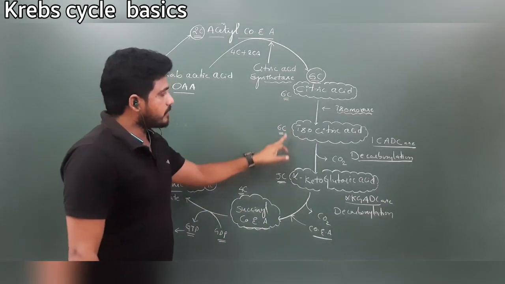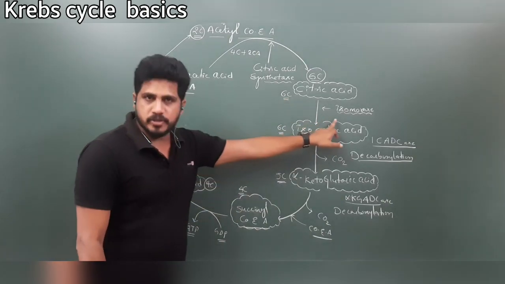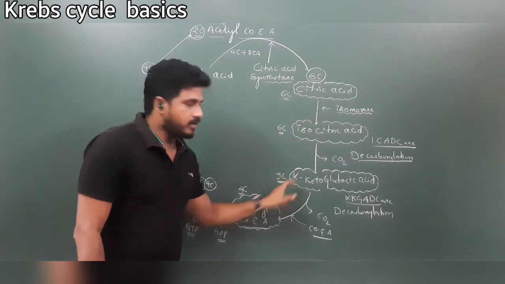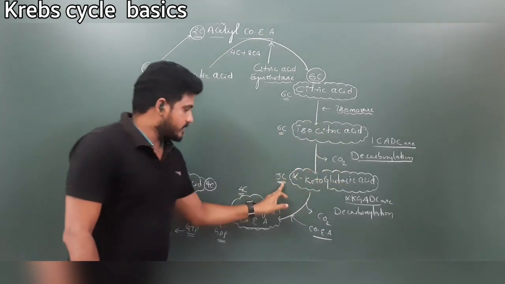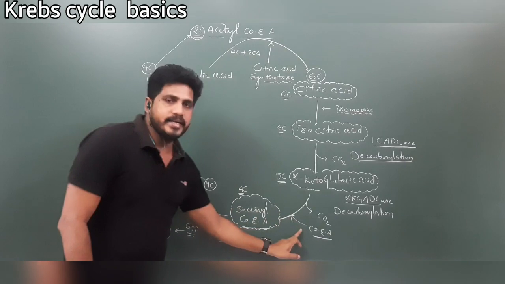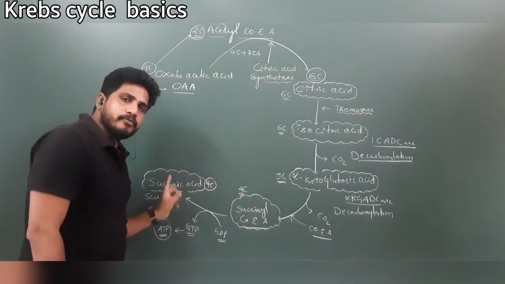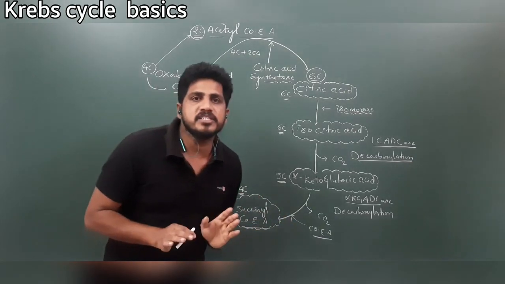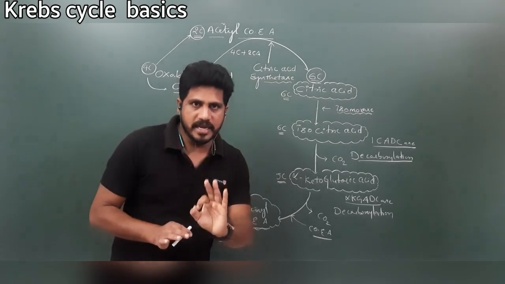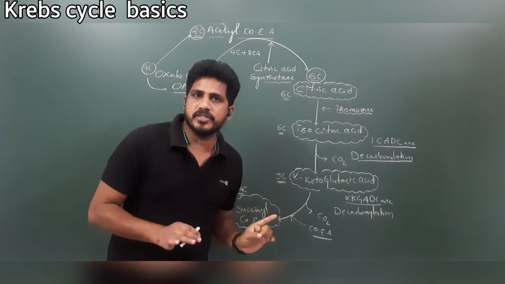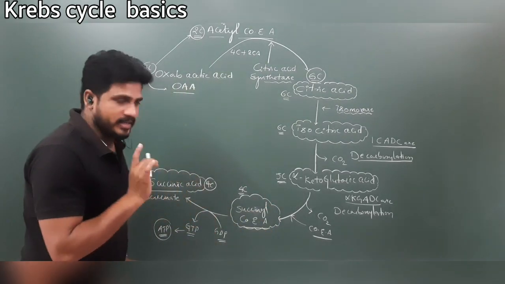So 6 carbon becomes 6 carbon, here only isomerase. The 6 carbon becomes 5 carbon: first decarboxylation. 5 carbon becomes 4 carbon: second decarboxylation. Then 4 carbon becomes 4 carbon means no decarboxylation here. Decarboxylation means the carbon number will be reduced in the product, not in the reactant.